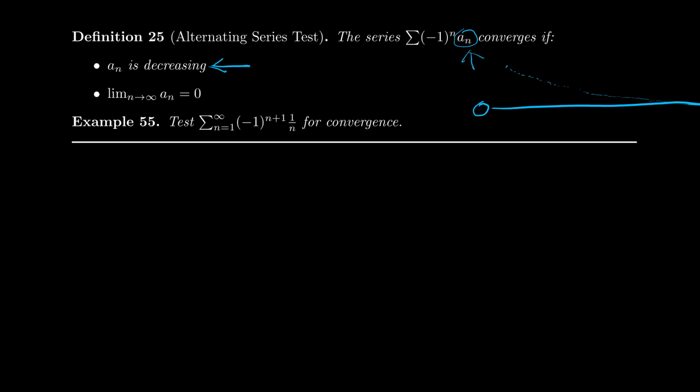So let's just take a look at that really quick. Okay. So this is example 55. Let's take an example of it. Let's look at this really quick. So this is an alternating series, and that right there is a sub n.